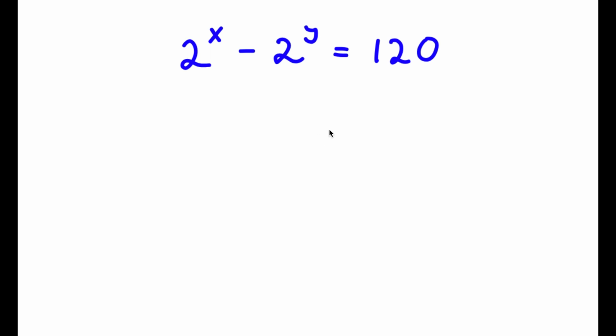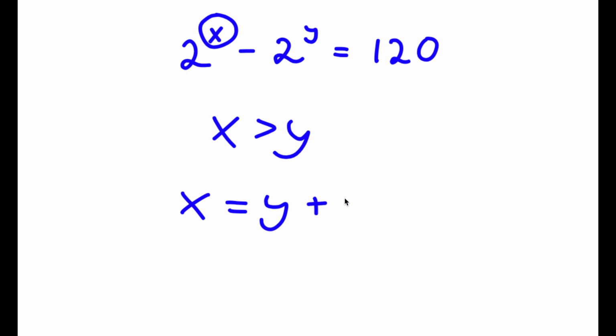Alright, so in this problem, I have 2 to the power of x minus 2 to the power of y is equal to 120. So at first glance, we can already tell that 2 to the power of x is greater than 2 to the power of y, because 2 to the power of x minus 2 to the power of y is a positive number, meaning x is greater than y, because both of these have the same bases. So because we know that x is greater than y, we can say that x is equal to y plus some variable k.